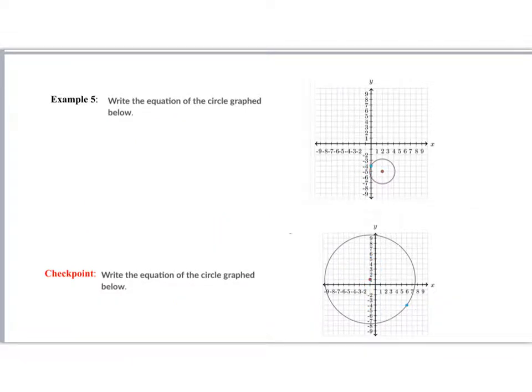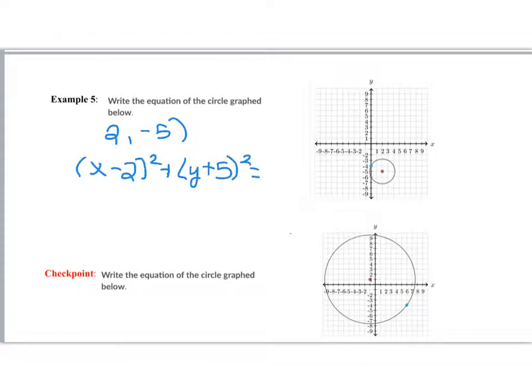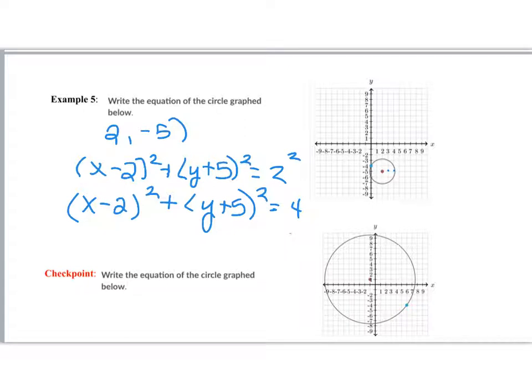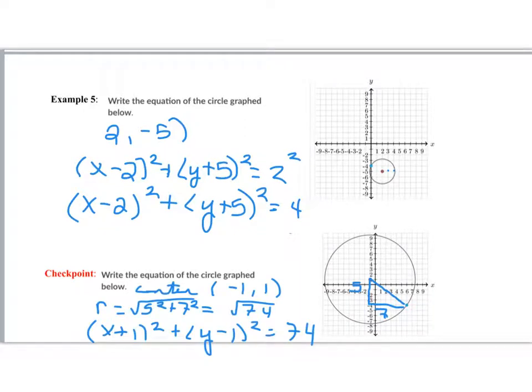Okay, write the equation of the circle graph below, or actually it's on the side. So we know that the center is at 2, -5. So if we're going to write that equation, we're going to do the opposite, x minus 2 squared plus, and then the opposite, y plus 5 squared. And then we need the radius, which is 1, 2. So we're going to square it. So it would be x minus 2 squared plus y plus 5 squared equals 4. All right, go ahead and pause, and when you're ready, come back and I'll have the answer ready for you. And here's the answer. All right, moving right along.